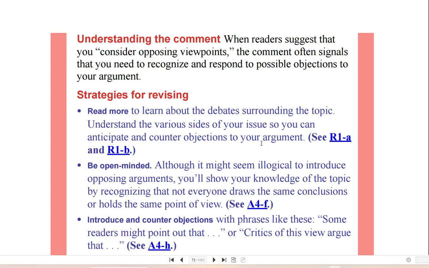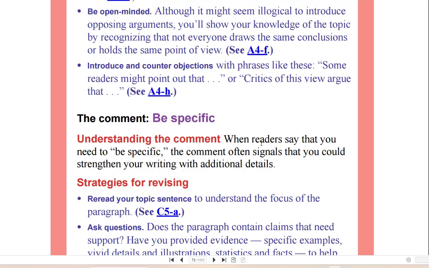Strategies for revising. Read more to learn about the debates surrounding the topic. Understand the various sides of your issue so you can anticipate and counter objections to your argument. Be open-minded. Although it might seem illogical to introduce opposing arguments, you'll show your knowledge of the topic by recognizing that not everyone draws the same conclusions or holds the same point of view. Introduce and counter objections with phrases like, "Some readers might point out that," or "Critics of this view argue that."